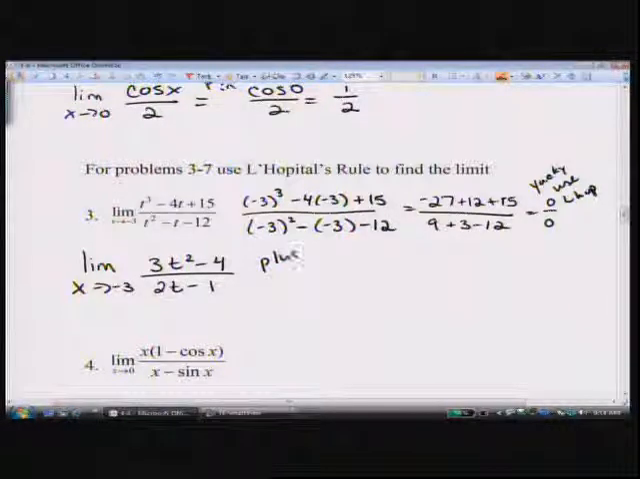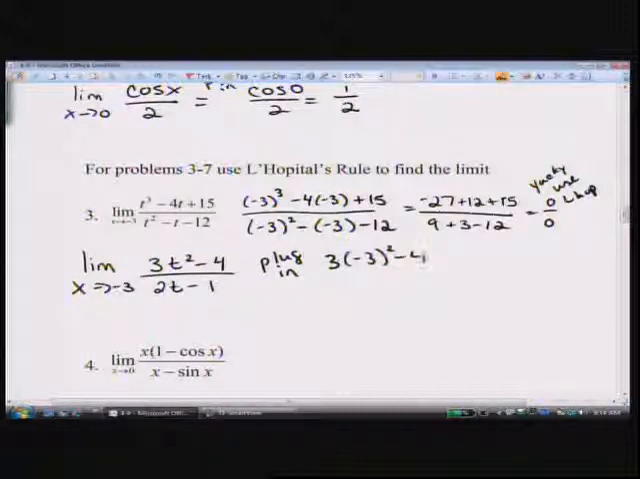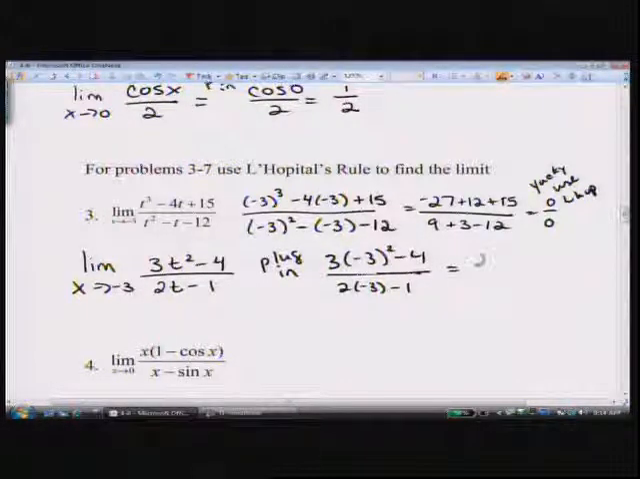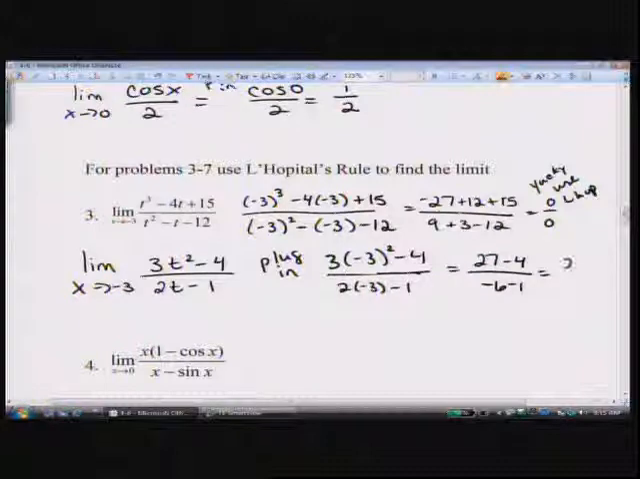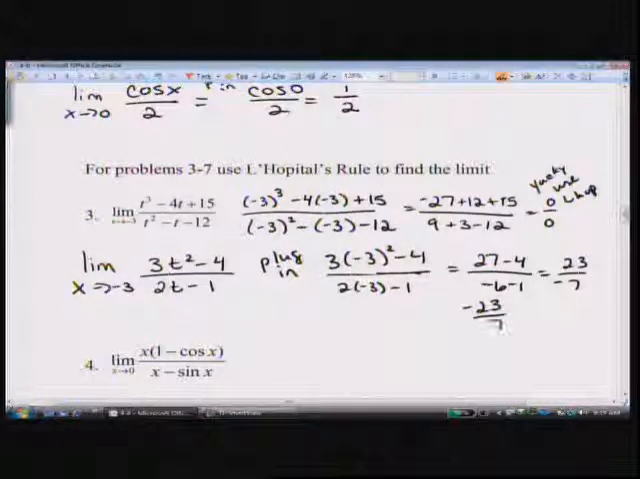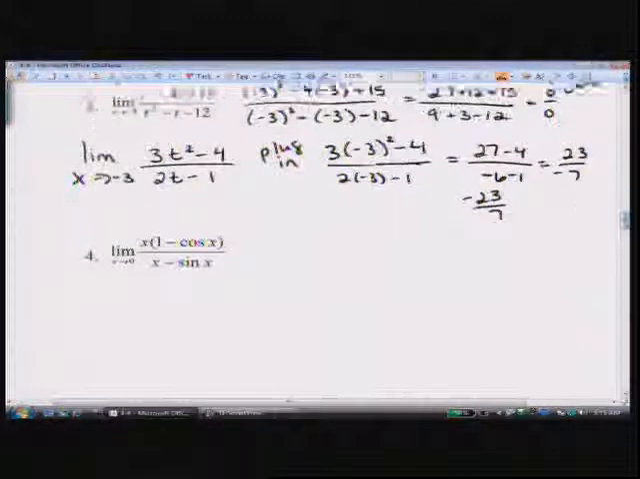Okay, now we'll plug in. And we'll do 3 times negative 3 squared minus 4 over 2 times negative 3 minus 1. And so that's 27 minus 4 over negative 6 minus 1. So that is 23 over negative 7, right? Or negative 23 over 7. We like to put the negative in the numerator. Everybody like that? Yeah. Okay, let's try number 4.